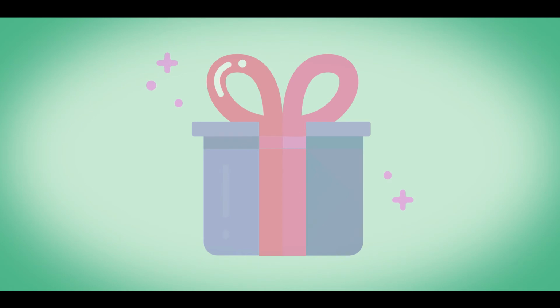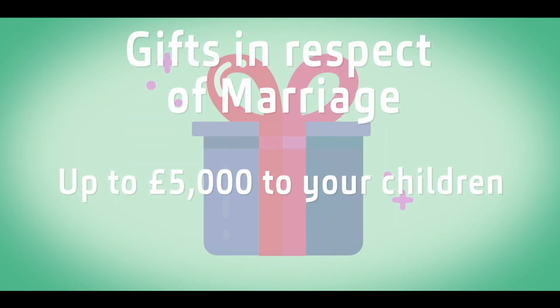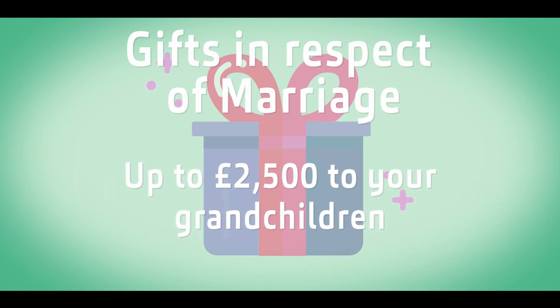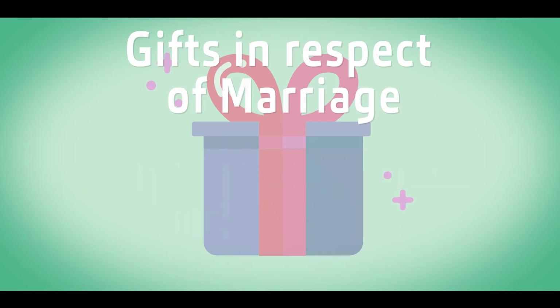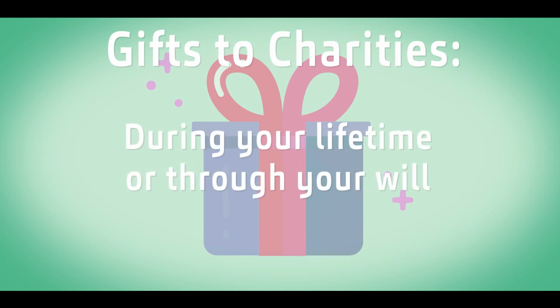In addition to this, we can make gifts in respect of marriage. We can gift up to £5,000, for example, to your children, up to £2,500 to grandchildren, and up to £1,000 to other beneficiaries in respect of marriage. Gifts can be made to charities which are exempt, either during your lifetime or through your will. If you make any gifts that exceed your exemptions, these are regarded as a potentially exempt transfer. What that means is you need to survive a period of 7 years from making the gift for that to be regarded as fully outwith your estate for inheritance tax purposes.